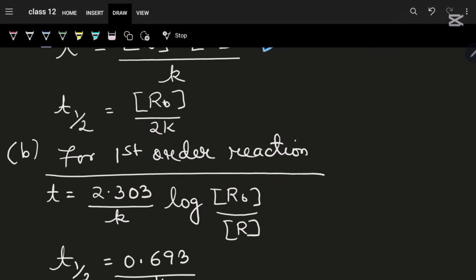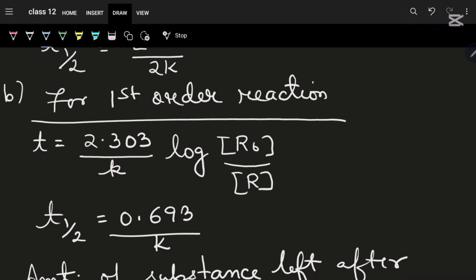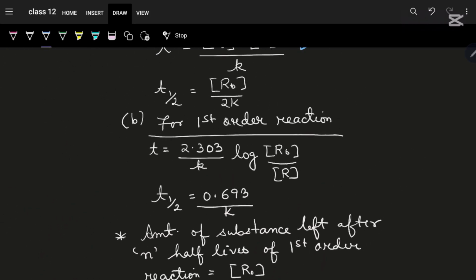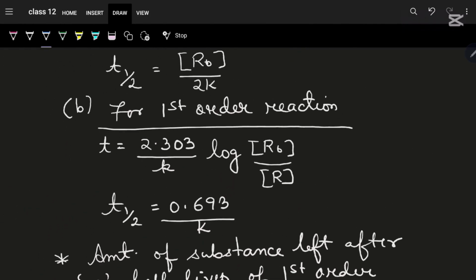For a first order reaction, t is equal to 2.303 by K log of R naught by R, where R naught is the initial concentration of the reactant and R is the final concentration at time t. t half is equal to 0.693 by K.